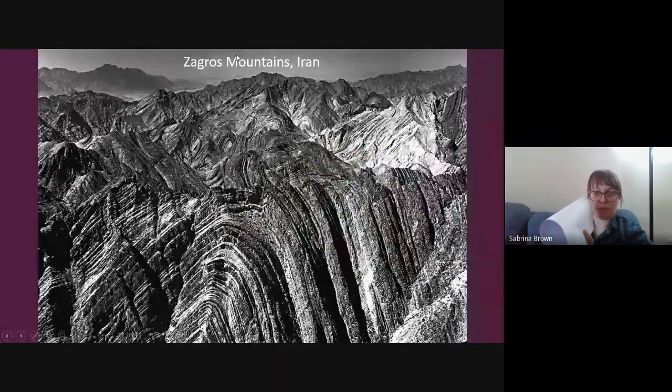Here's an example of an anticline in Iran, where you can see here's our arch. If this was originally flat, we would see the oldest rocks are in the middle and the youngest rocks are on the outside.